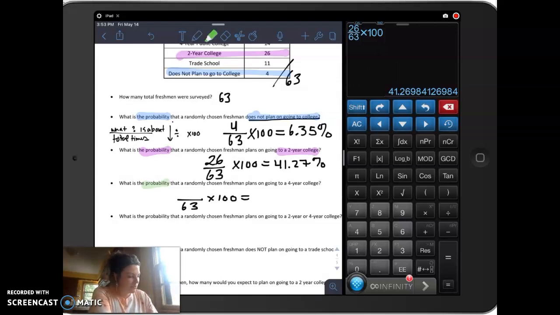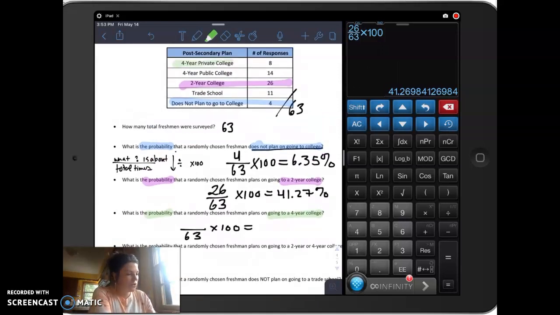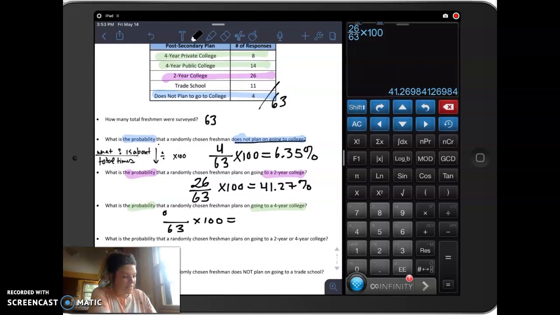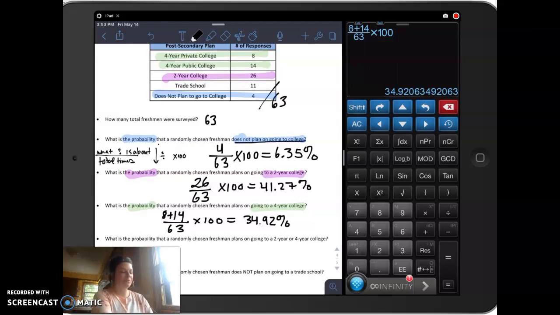And it says plans on going to a 4-year college. So looking up here, there are 2 types of 4-year colleges. When that happens, you have to add them together. So it's 8 plus 14 because they're both 4-year colleges. So going back, you can tap in this calculator, which is really nice. Just type what you want, tap on what you want to change. 8 plus 14, and we get 34.92. And since we multiplied by 100, it's a percent.